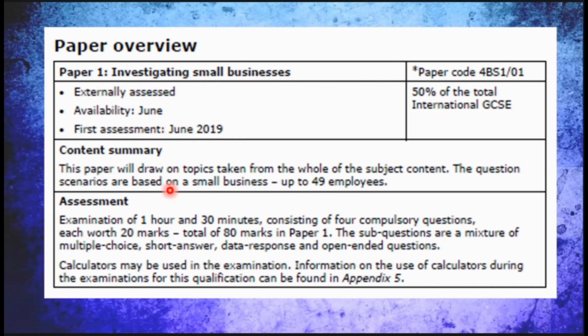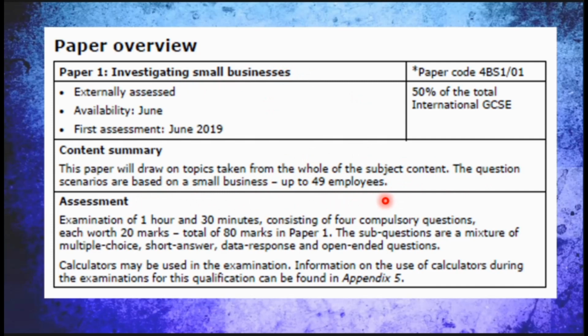This paper will draw on topics taken from the whole of the subject content. So understand that the whole of the subject content is there in paper 1. The question scenarios are based on small business up to 49 employees. So keep this in mind. Paper 1 is on investigating small business and it is up to 49 employees.